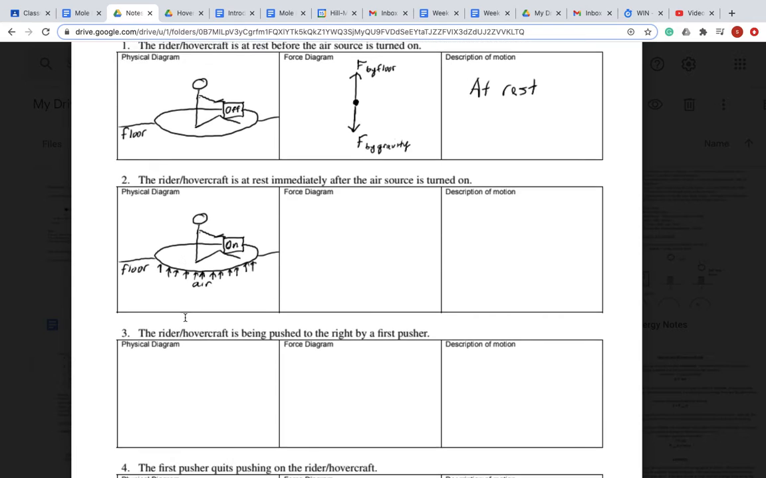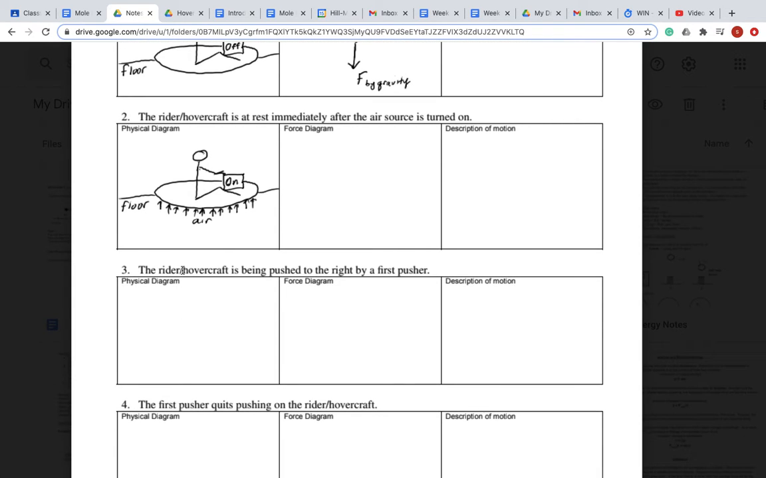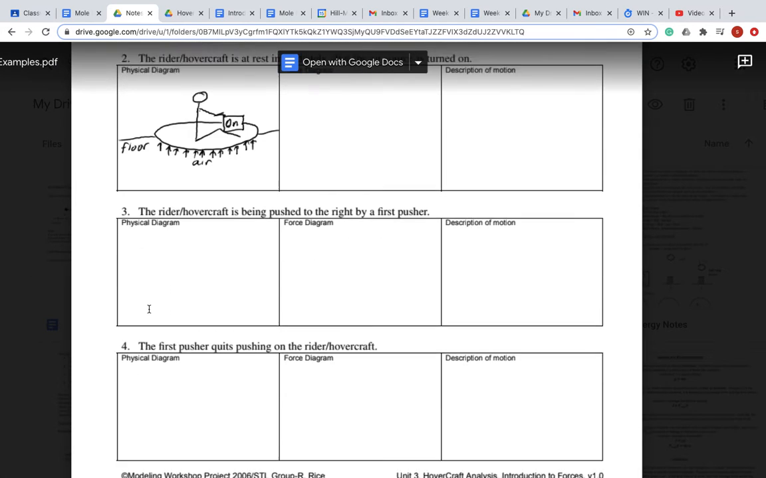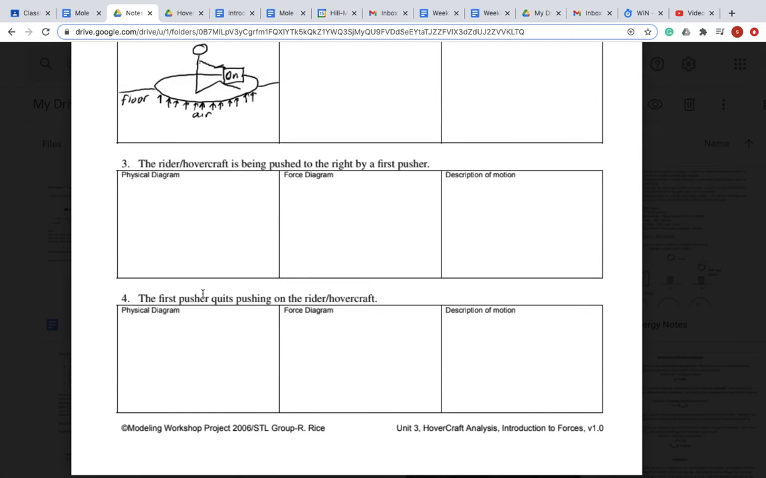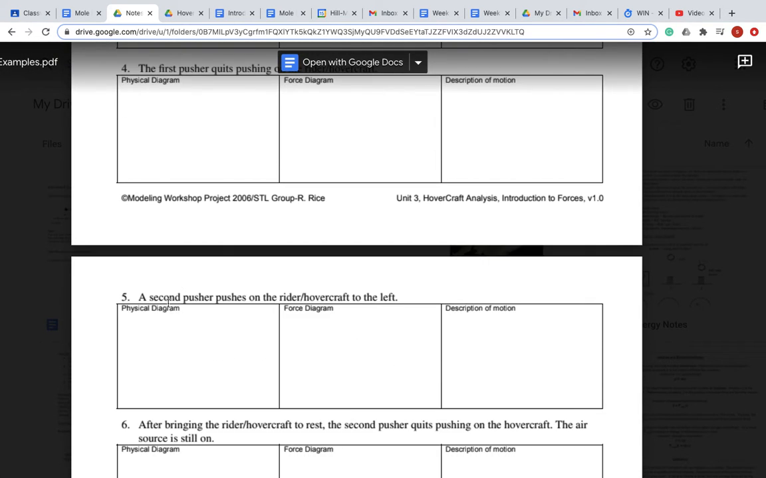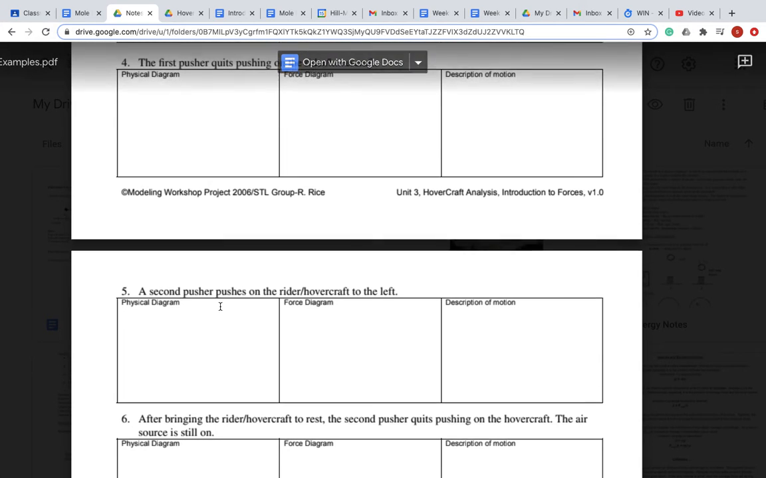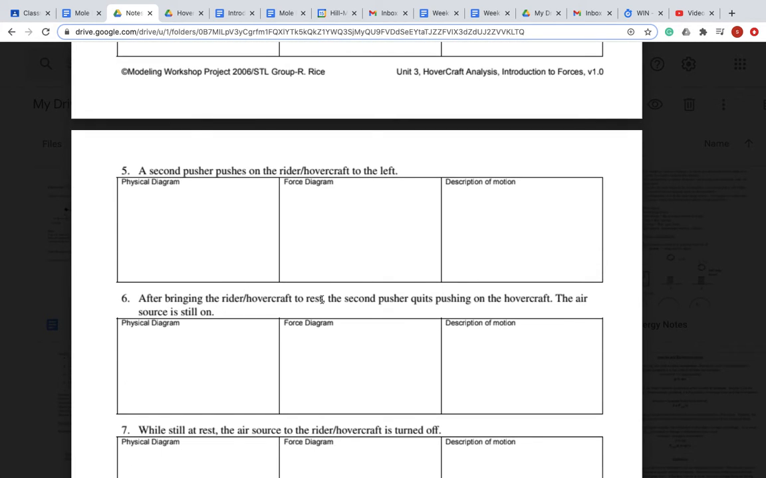ever so slightly. Then the third part is where I'm the first pusher, and I pushed the hovercraft rider to the right. And then the fourth part is I'm no longer pushing, and the rider hovercraft is just going across the floor. And then the second pusher, which is my 7-year-old, pushes on the hovercraft rider to the left, so the opposite direction that the rider hovercraft was moving. And then after the rider hovercraft was brought to rest, the second pusher, my 7-year-old, stops pushing on the hovercraft. That's when he went away from it.